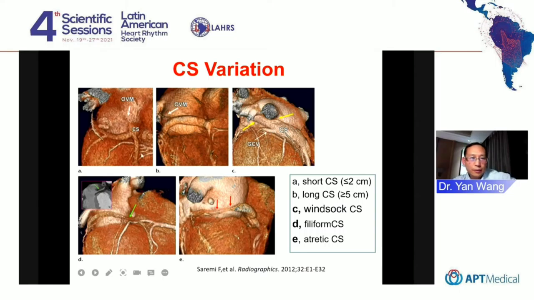variety among patients. Some is very short, just less than 2 centimeters. You can see this is very short, and sometimes a very long coronary sinus, greater than 5 centimeters. And sometimes like this vein, sometimes like this free form and very, very thin. And sometimes it's atrial.